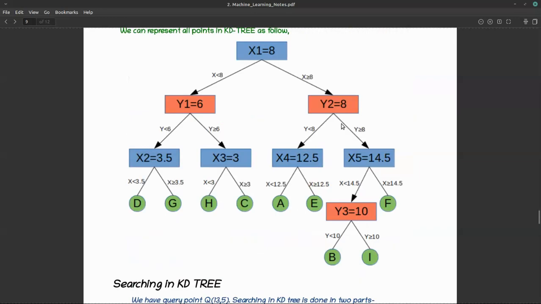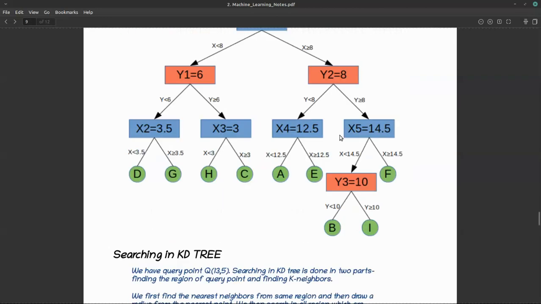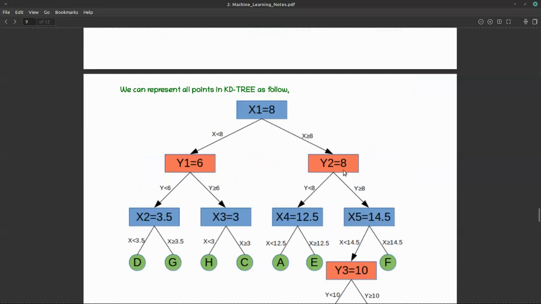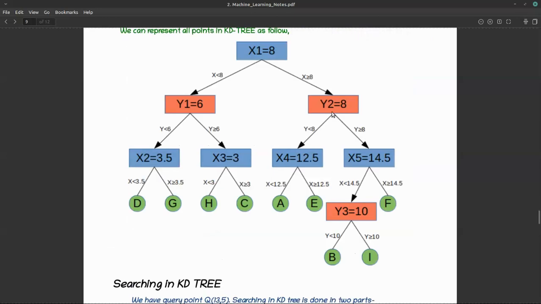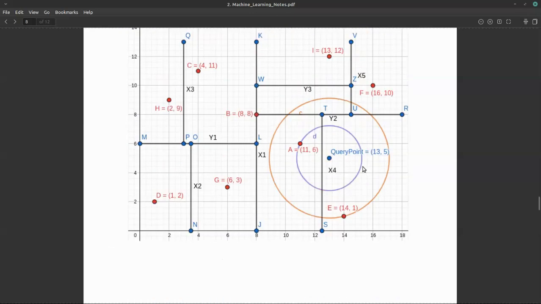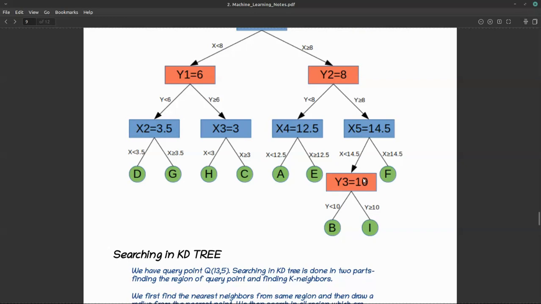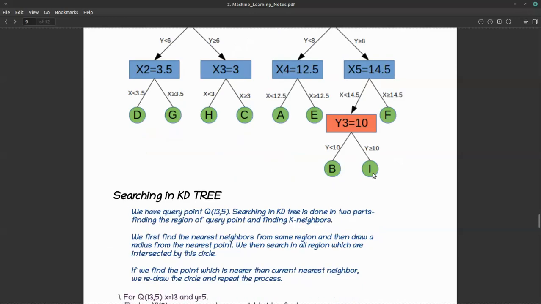We are not going to draw a circle. First, we calculate the distance between this and this, the radius. Then we will see how many points or boundaries are within the circle. That's why we find we have this boundary y2. This y2 we are intersecting. Then we will check in this region, and you will find that a is near to the query point basically. But that won't be the case in our exam. And if you still have doubt, we discussed this in the last session in great detail.